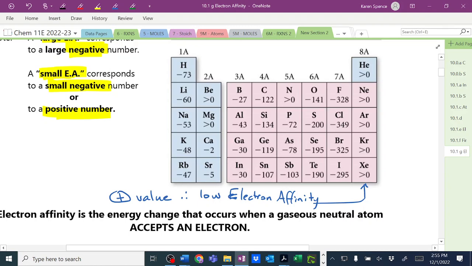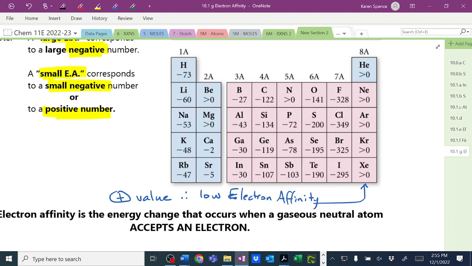So that's why I feel like they might ask you something like, why are the noble gases higher? Not why are they greater than 0, but why are they higher, or lower? It's always so hard because it becomes positive, but it's a lower. Why do they have a less electron affinity than the halogens?